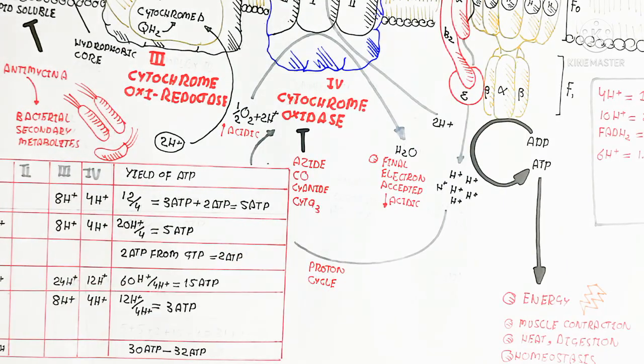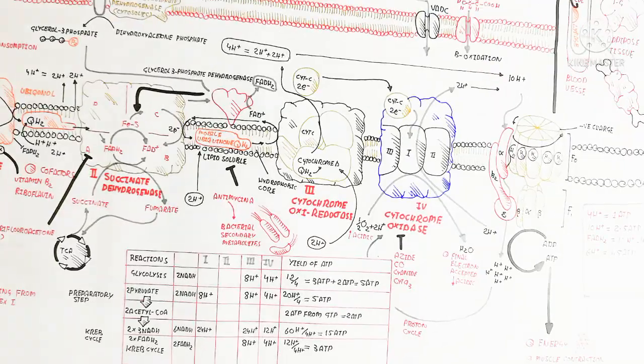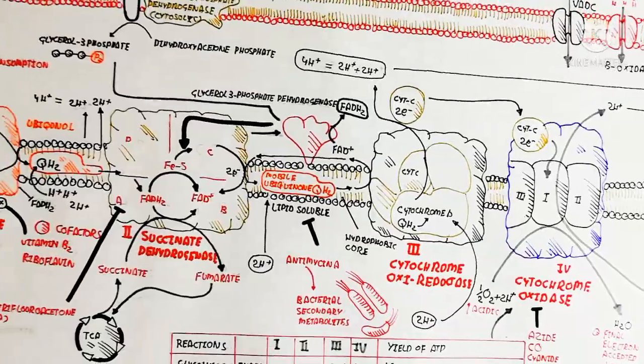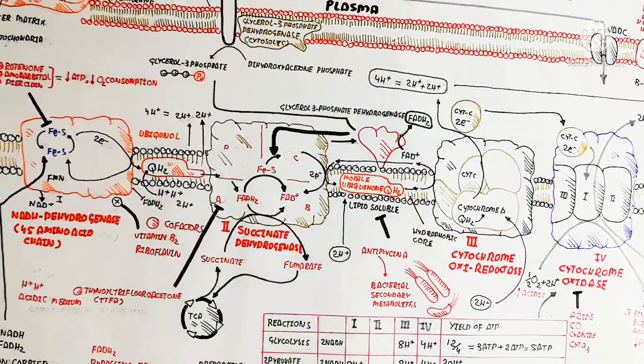So here is the proton cycle. This proton cycle produces protons, and the cycle continues again.